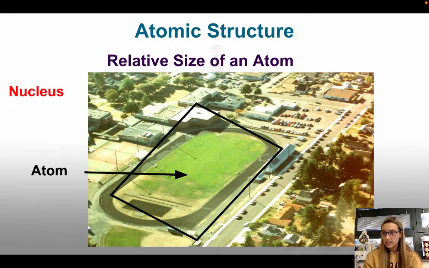Now, 2,000 years later, John Dalton formalized an atomic theory. That's Dalton's atomic theory, where he gave three postulates. Now, in terms of the atom, we're going to really focus on the structure of the atom itself.